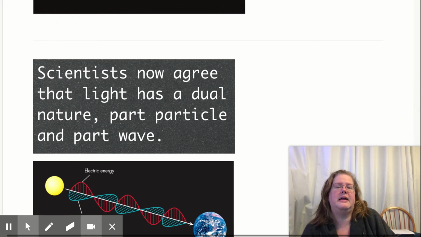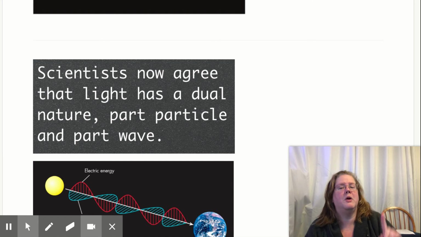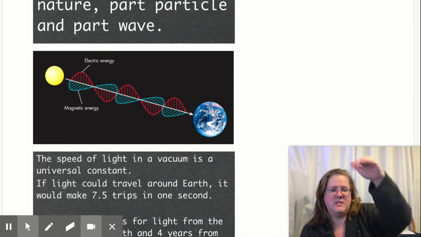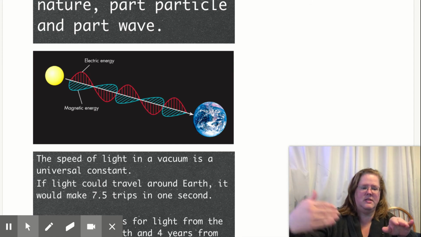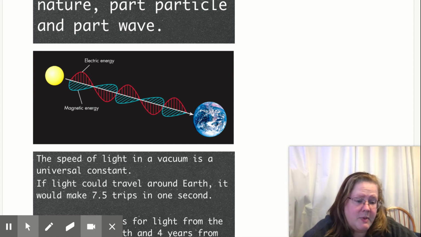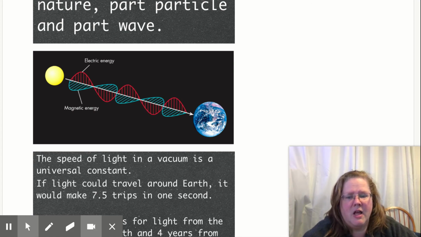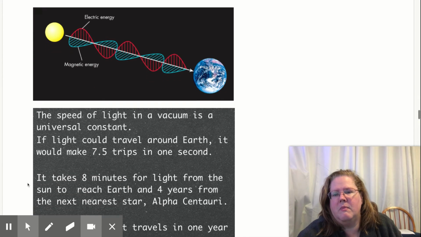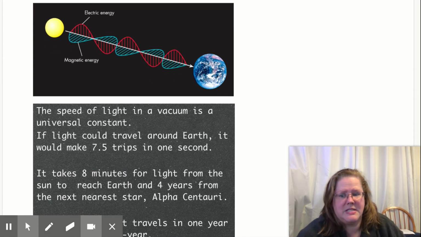Scientists now agree that light has a dual nature. It's part particle and part wave. So what happens is you've got one wave going this way, and then you've got another one going this way, and the two together perpetuate the motion and keep it going through space, because remember, in space there's no medium for that wave to travel on. Like sound, there's no sound in space.